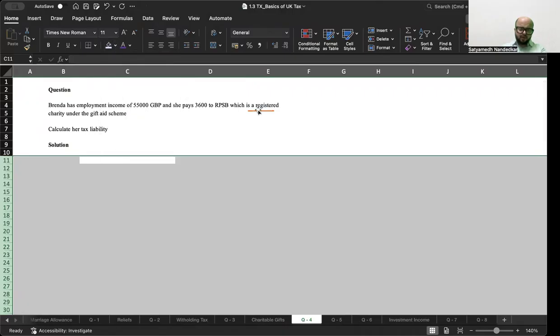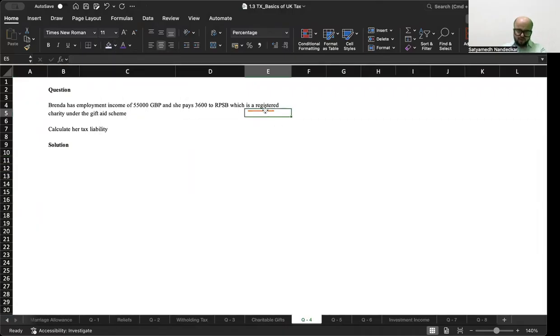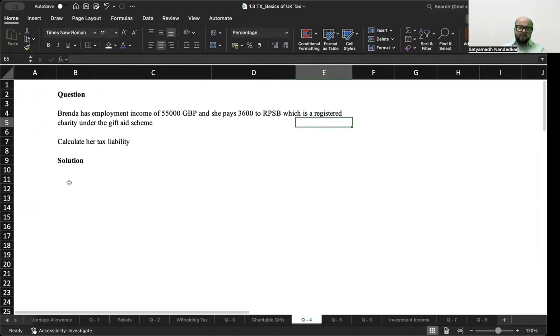Let's see how the grossing up part also works. Brenda has employment income of £55,000 and she pays 3,600 to RPSB, which is a registered charity under the gift aid scheme. Calculate her tax liability. Okay. Now Brenda pays 3600.